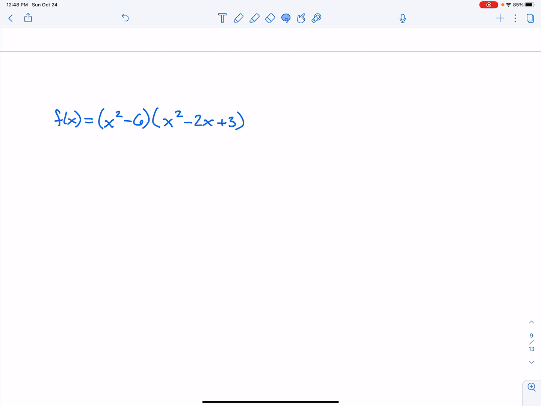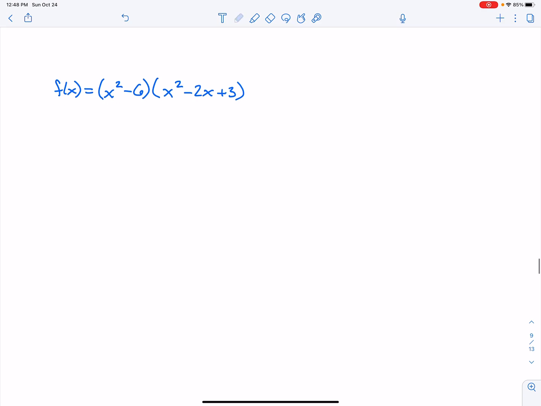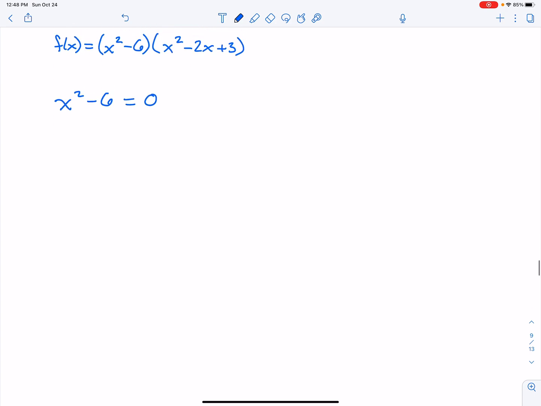Now eventually we want this to be fully factored, so we may as well just fully factor it now. So if I take that factor of x squared minus 6 and set it equal to 0, I could say that x squared equals positive 6 by adding 6 to both sides of my equation. When I take the square root, I'll get x equals plus or minus the square root of 6.